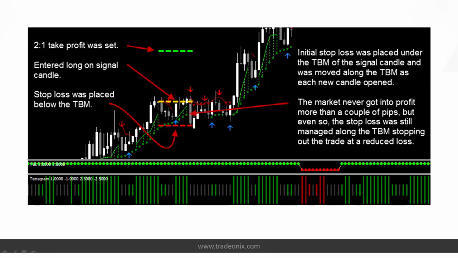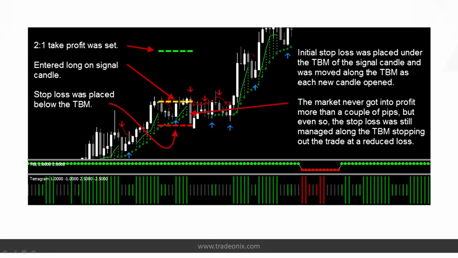The initial stop was placed under the TBM of the signal candle and was moved along the TBM as each new candle opened. The market never got into profit more than a couple of pips, but even so, the stop loss was still managed along the TBM, stopping out the trade at a reduced loss. So maybe we weren't quite halfway. We went from a 2% risk to maybe a 1.25% risk. This reduces the loss that we do encounter.